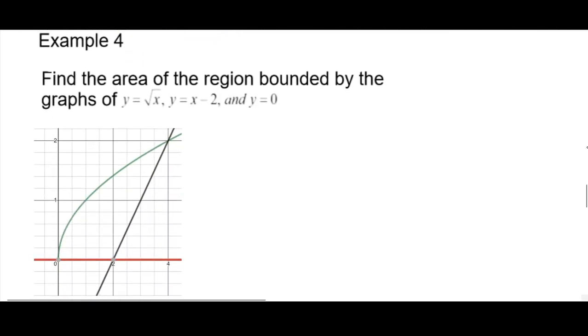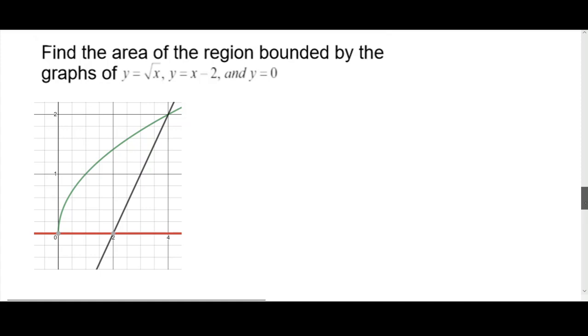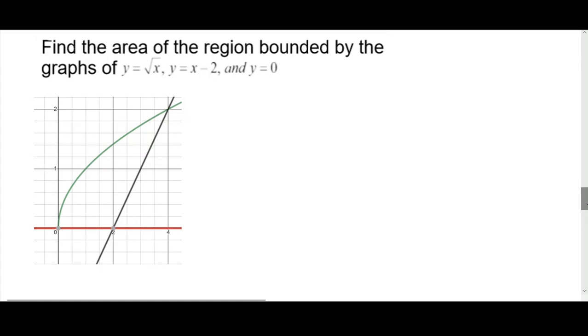This is the next example I wanted to show you right here. Example number 4. Find the area of the region bounded by the graphs y is equal to the square root of x, y is equal to x minus 2, and y is equal to 0. Now take a look here. y is equal to 0 is this line that's going horizontally across the x-axis right there. So the area that is bounded is clearly right here. This area right here.